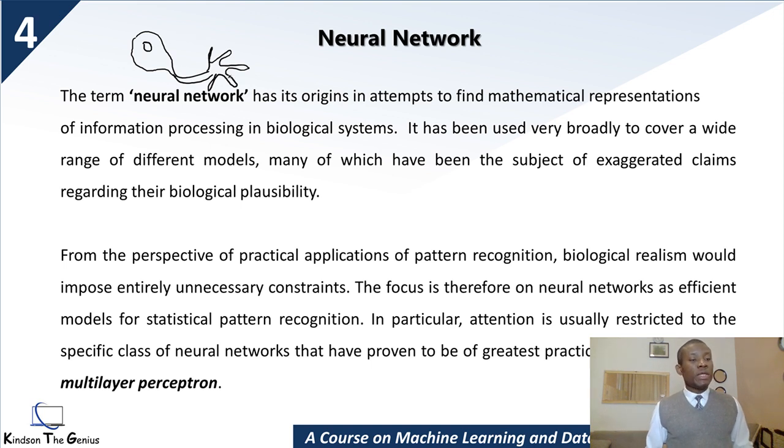Our attention is usually given to a specific class of neural network called the multilayer perceptron. When we discuss neural networks in further lessons, it's going to become clearer. But I'm trying to explain that a neural network is a way to solve a problem, be it a supervised or unsupervised learning problem, by trying to model the way biological systems work.